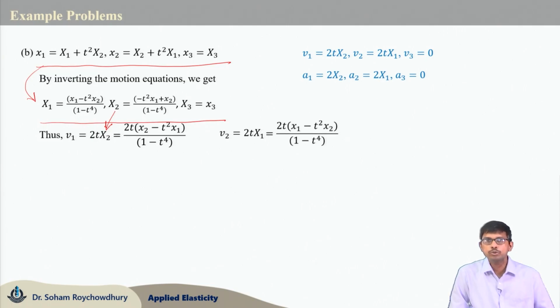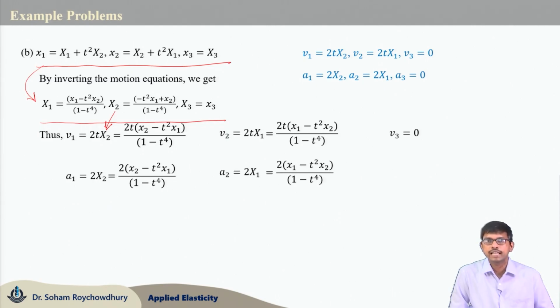Similarly, v2 and v3 all can be expressed as function of small x1, small x2 and small x3. Similarly, the acceleration components, by replacing the expression of capital X1, capital X2 and capital X3, can also be written as function of spatial coordinates small x1, small x2 and small x3.